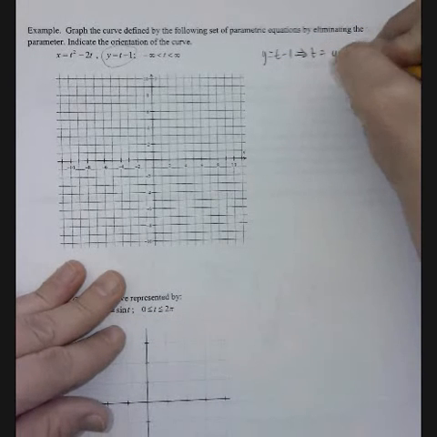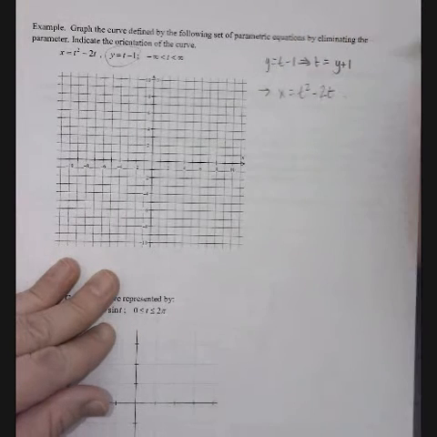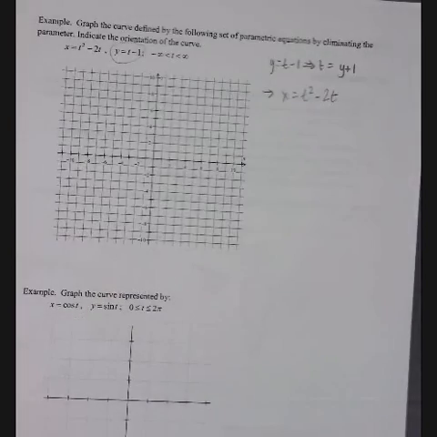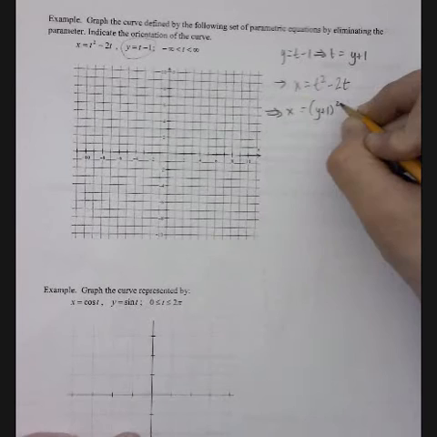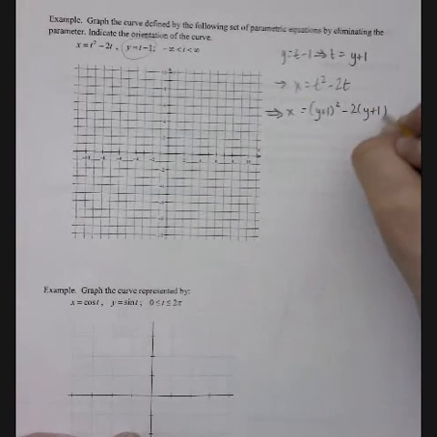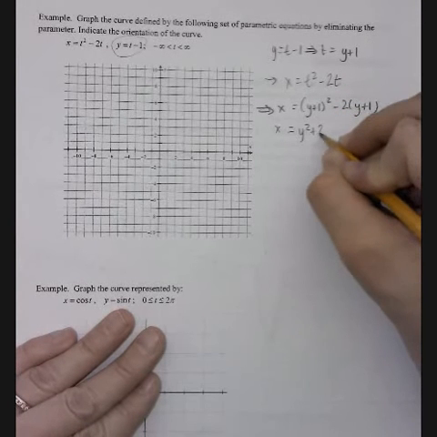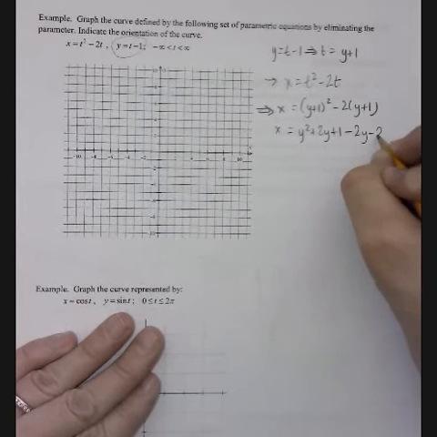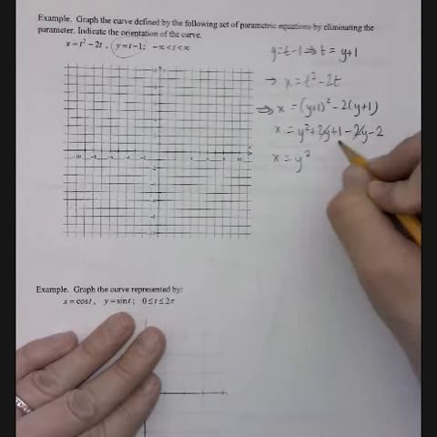And then we're going to plug that into x equals t squared minus 2t. Unfortunately, we have two places to substitute y plus 1 in, but that's okay. This is not that hard with the algebra, right? So (y plus 1) squared minus 2 times (y plus 1). x equals y squared plus 2y plus 1 minus 2y minus 2. These cancel. x equals y squared minus 1.